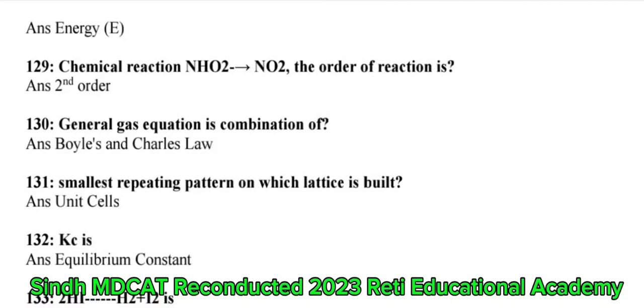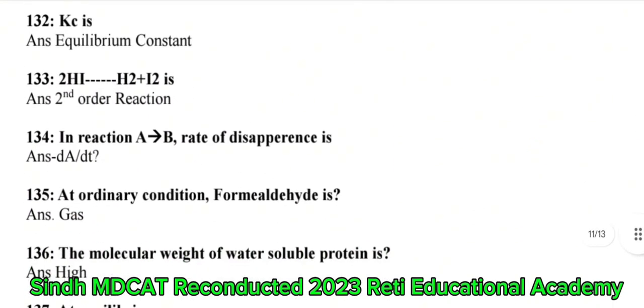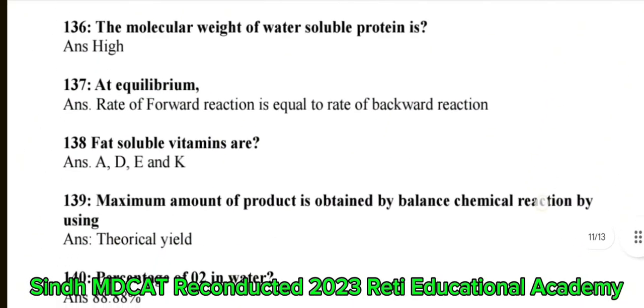Question number 131. Smallest repeating pattern on which a lattice is built, and the correct answer is unit cells. Question number 132. Kc is an equilibrium constant. Question number 133. 2HI to H2 plus I2 is, and the correct answer is second order reaction. 134. In reaction A to B, rate of disappearance is, and the correct answer is, please check this as well. Question number 135. At ordinary conditions, formaldehyde is, and the correct answer is gas.